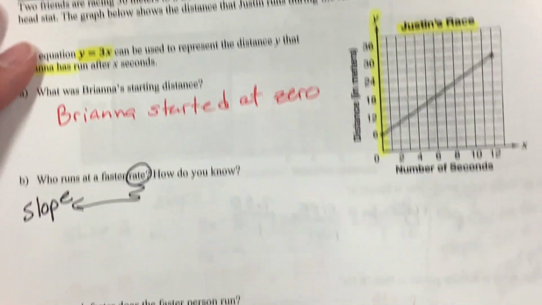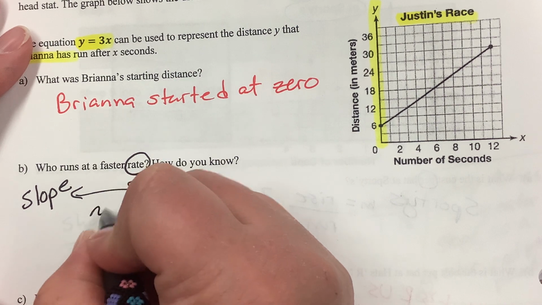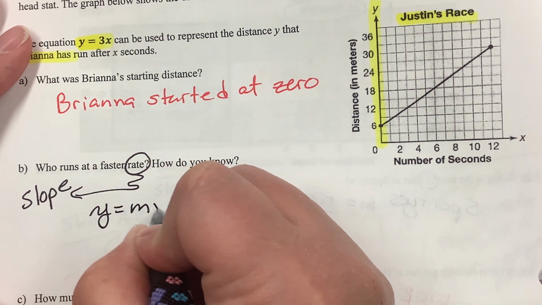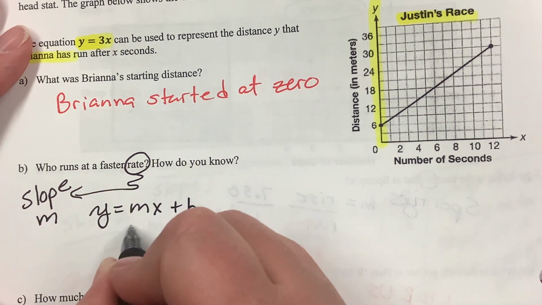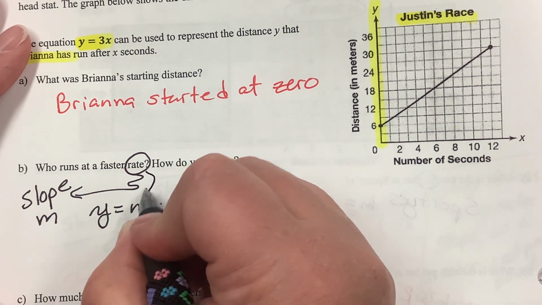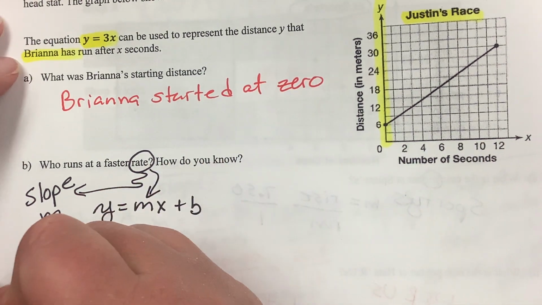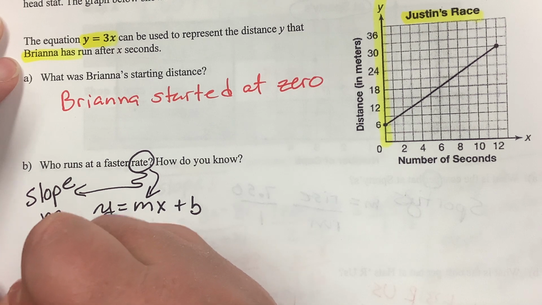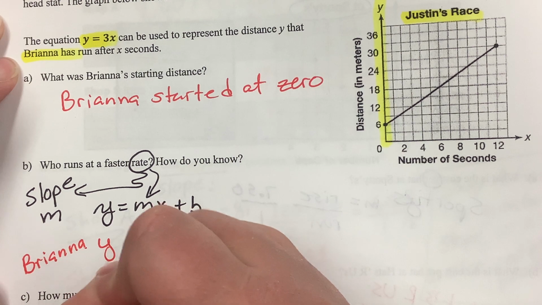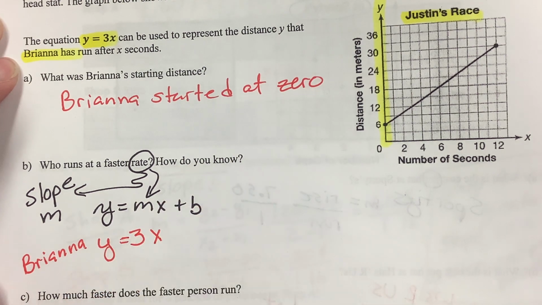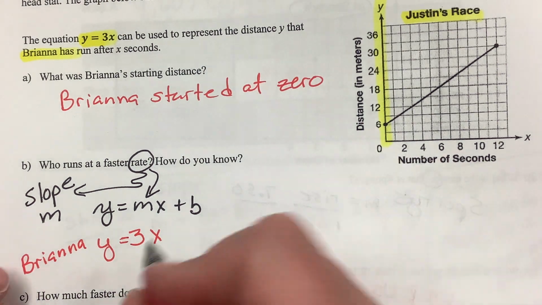And we know 3 different ways to find slope. From an equation, you have y equals mx plus b. The slope is m. So there's my slope. There's the rate that she's going to be running. So Brianna, her equation is y equals 3x. So her rate is 3. Her m equals 3.